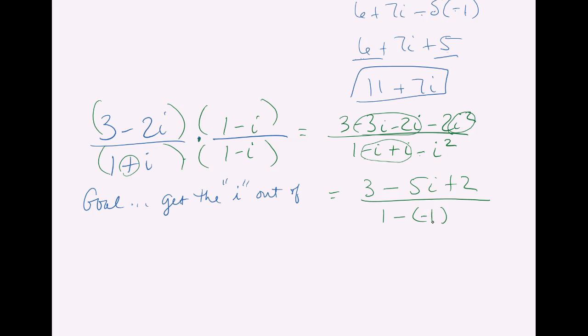So now what? Now we clean it up. We got a 3 in the front, a 2 in the back. And on the bottom, I have 1 minus -1. Well, that's the same as plus, so I got a 2 on the bottom. So I'm pretty much finished.